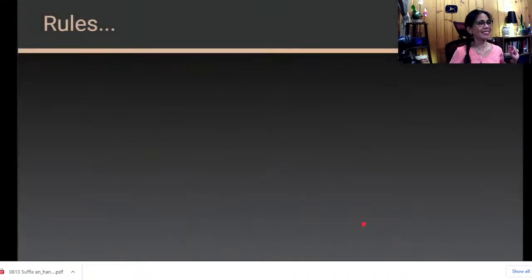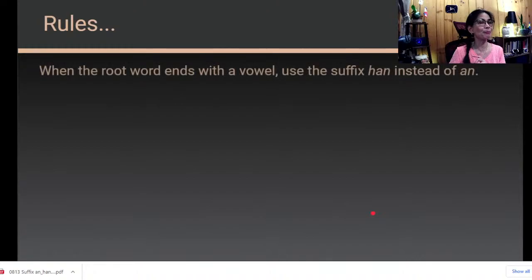Let's do next, more rules. When the root word ends with a vowel, use the suffix han instead of an. The concept is just the same. Hatiran is used specifically when you bring something to someone, and dalhan is general bring. Yes, you got that right, Kelly.